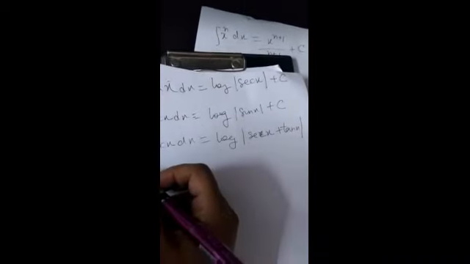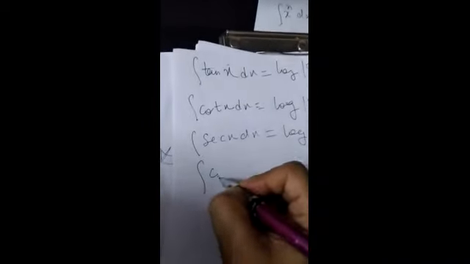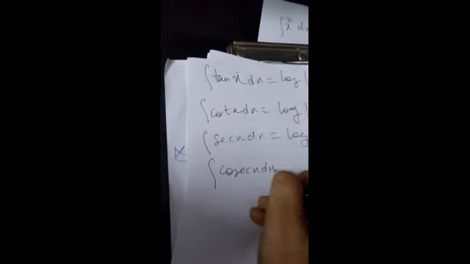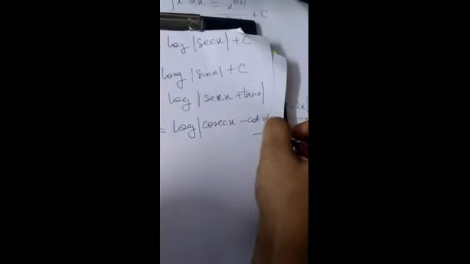इंटीग्रेशन ऑफ secant x, answer is log mod secant x plus tan x. Next, integration of cosecant x dx. Result will be log mod cosecant x minus cot x plus c.